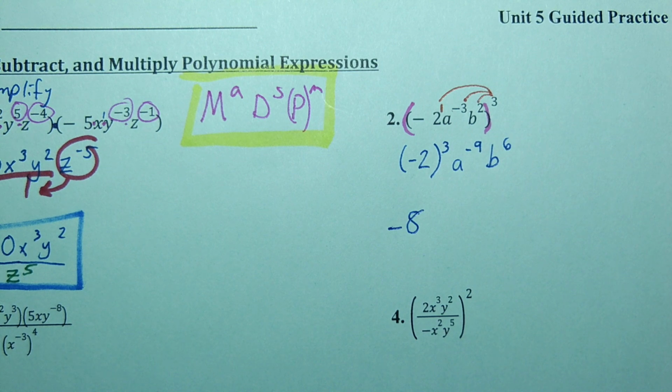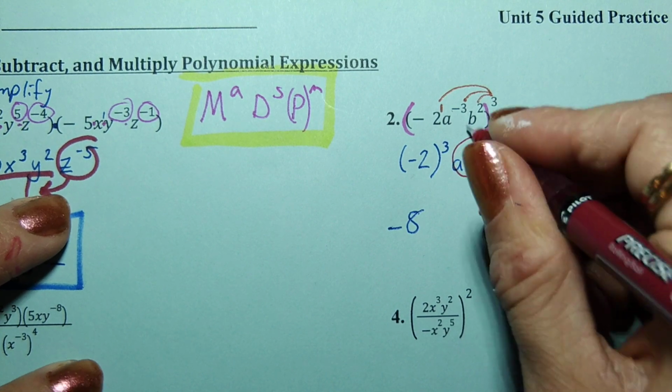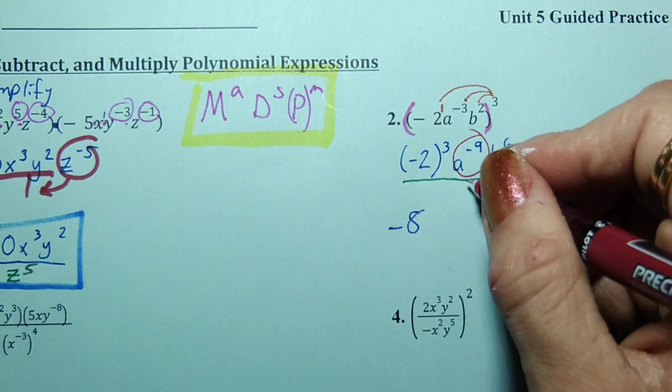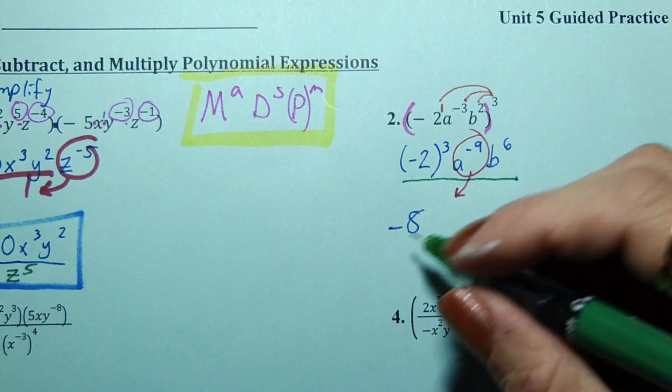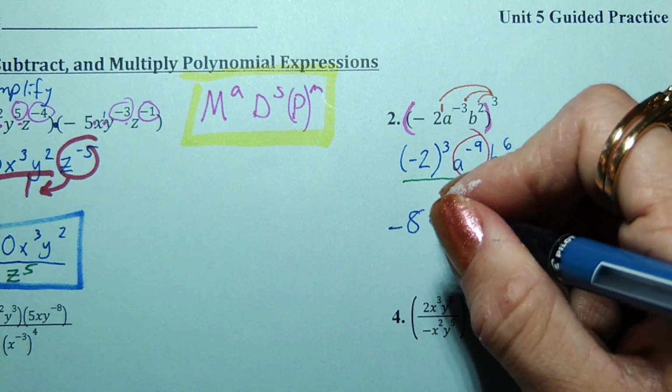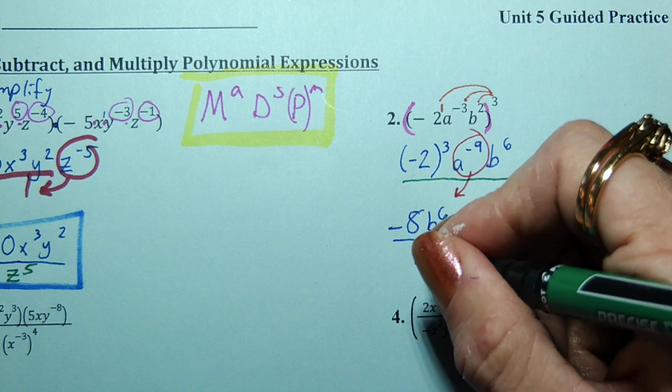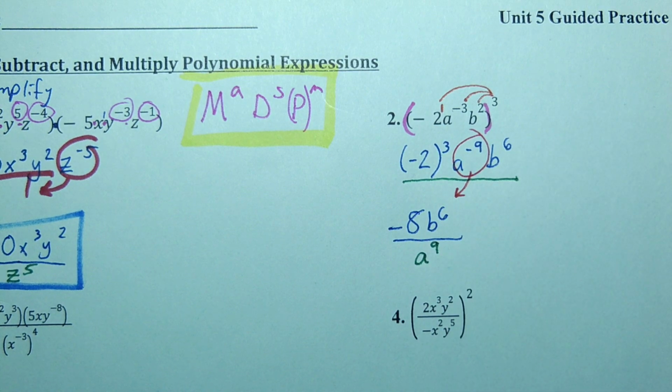And then we've got that A with the bad attitude. Where are we going to send it? Downstairs. Go downstairs and lose the attitude. So we're going to have -8, B to the 6th on the top, and then A to the +9th on the bottom. Beautiful.